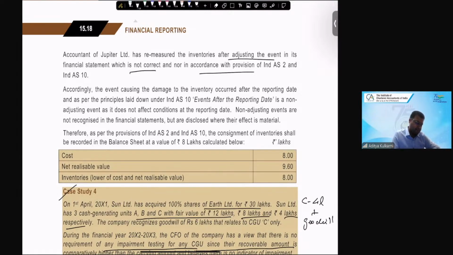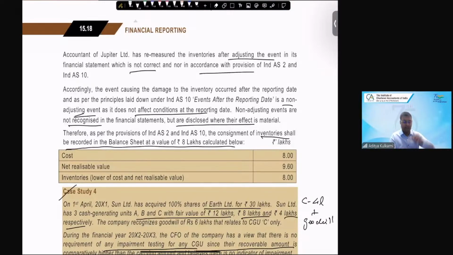Accordingly, the event causing the damage to the inventory is a non-adjusting event, as it does not affect conditions at the reporting date. Non-adjusting events are not recognized in the financial statements, but are disclosed where they are material. Therefore, as per the provisions of Ind AS 2 and Ind AS 10, the consignment of inventories shall be recorded in the balance sheet at a value of 8 lakhs calculated below.